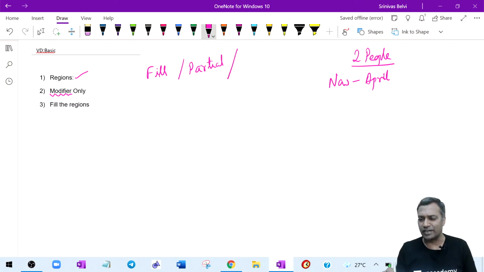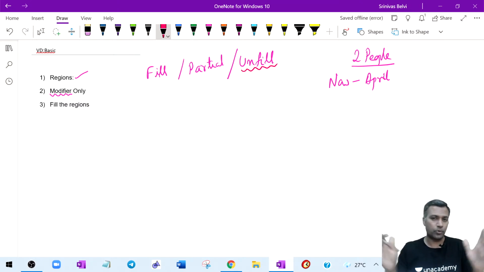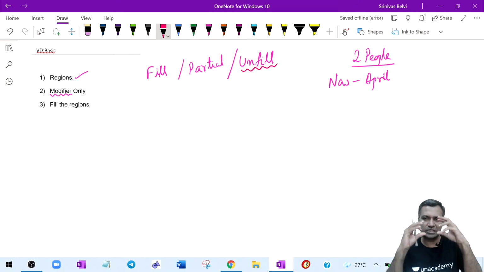Third is unfilled. You just can't fill it. Even if you make an attempt to fill it, you can't. That is the unfilled part. Now, these are the three portions. Which is the most difficult one? Of course, it is this, because you can't fill it. Beyond a point, you will not be able to fill. Now, these are the three types of questions which come on the Venn diagram.